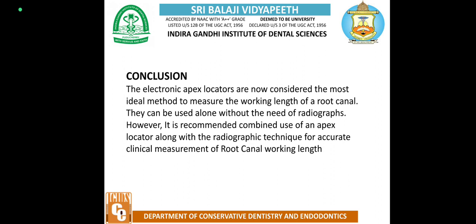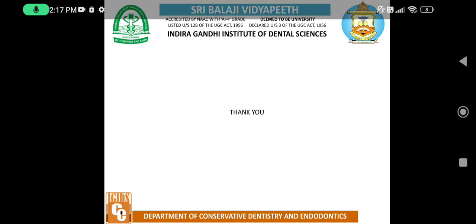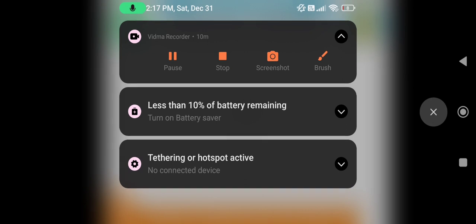Conclusion: electronic apex locators are now considered the most ideal method to measure the working length of a root canal. They can be used alone without the need of a radiograph. However, it is recommended to combine use of an apex locator along with the radiographic technique for accurate clinical measurement of root canal working length. Thank you.